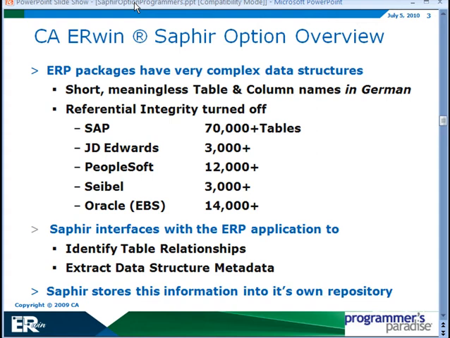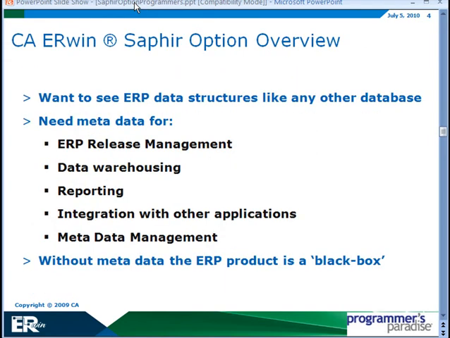The SAPhir tool actually allows you to extract this data, reading this proprietary system catalog information, and building a usable data model for documentation purposes and analysis. This allows you to see a full data model with usable names, relationships, and index information, and allows you to also report on this information or do analysis as far as data warehousing efforts, release management, integrating with other applications, or just general metadata management.